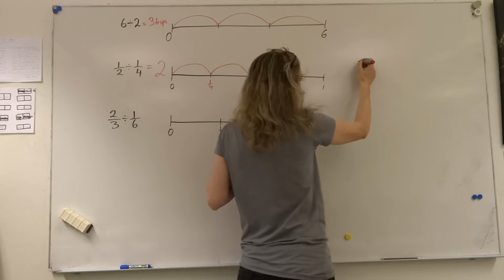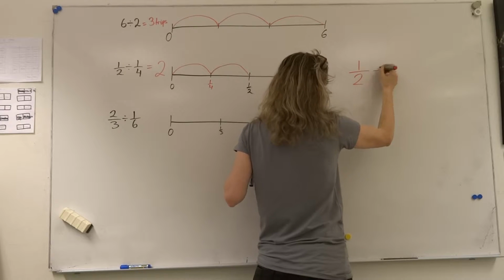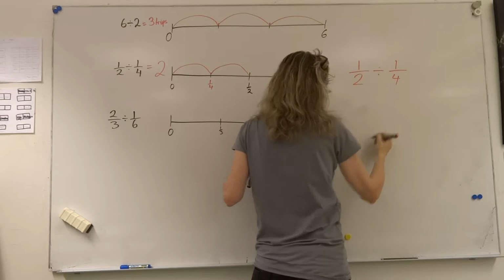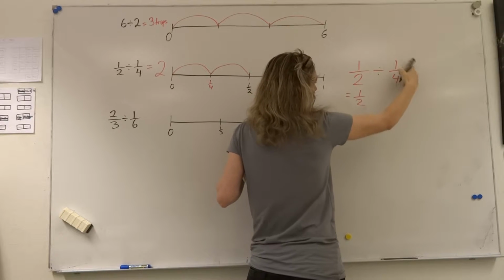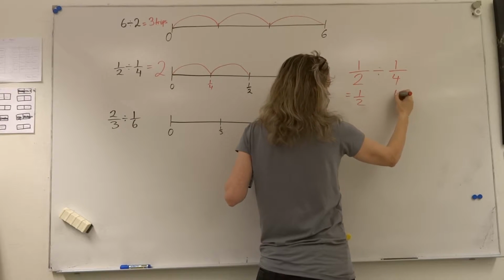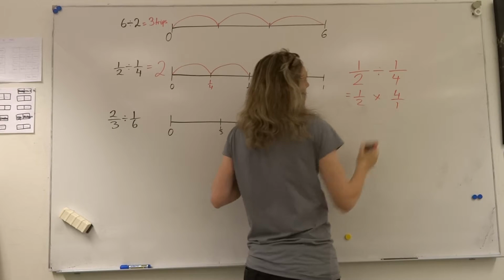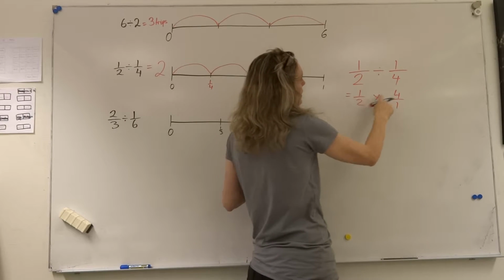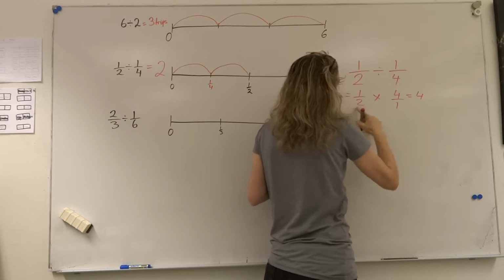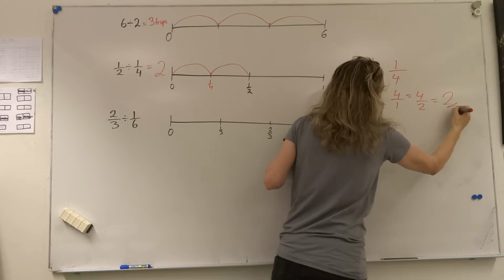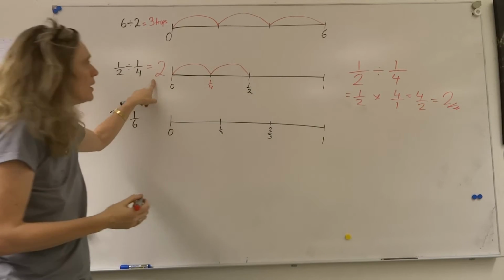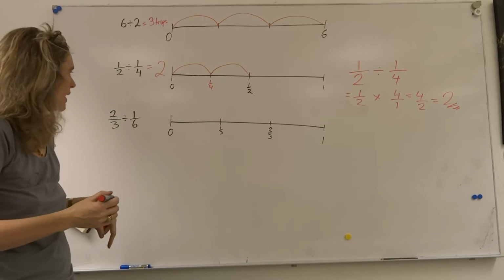Mathematically, I've taught you that the way of dividing fractions is to keep this number the same, change these two upside down, 4 over 1, and put a multiply sign there. 1 times 4 is 4, 2 times 1 is 2. So 4 divided by 2 is 2. That's the answer we got here that we were able to show on our sketch.